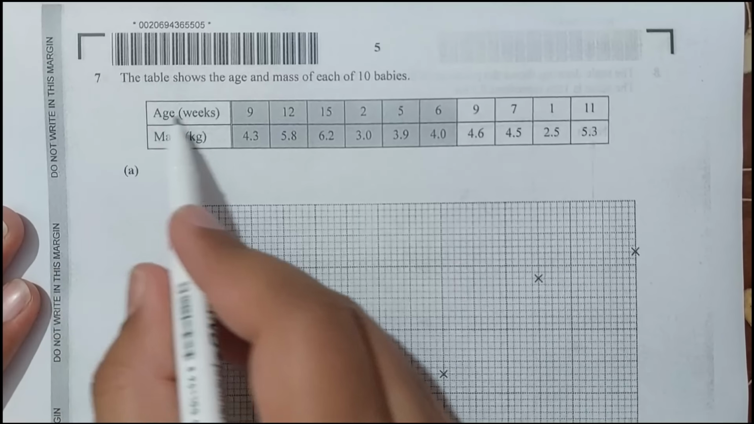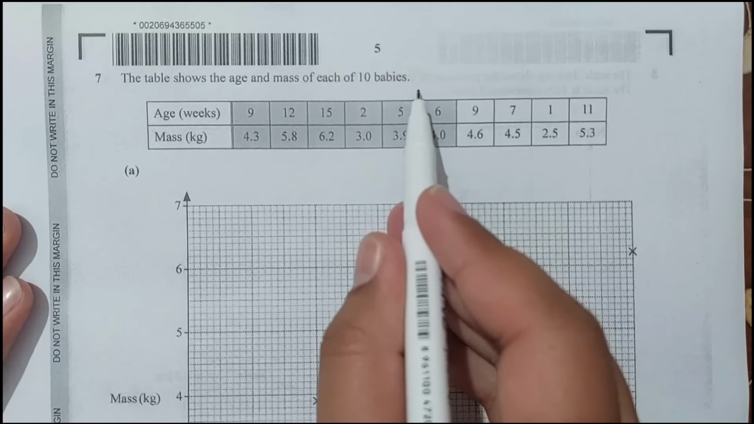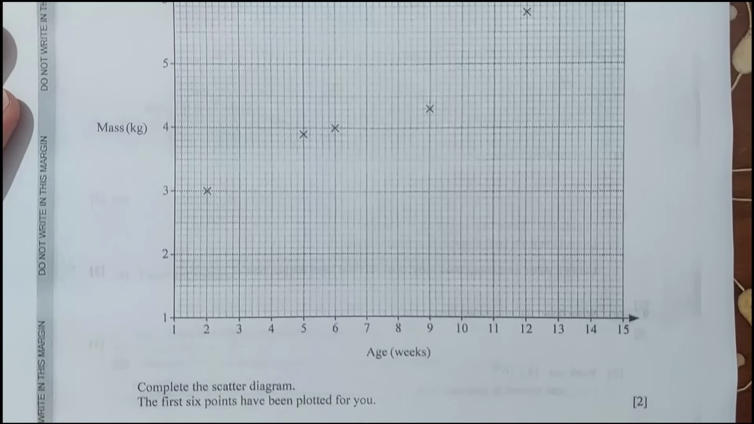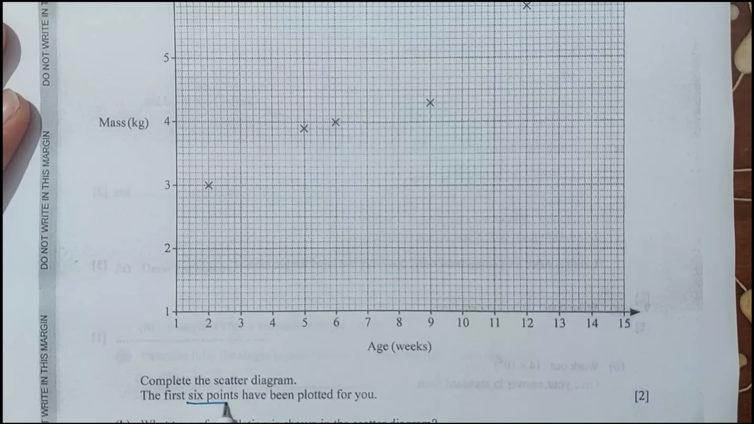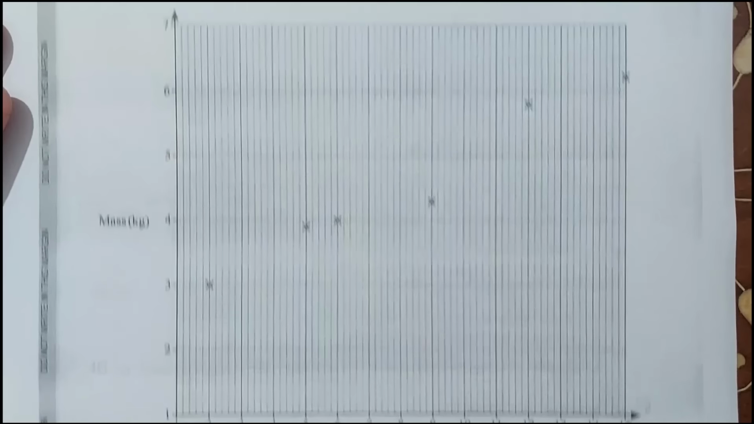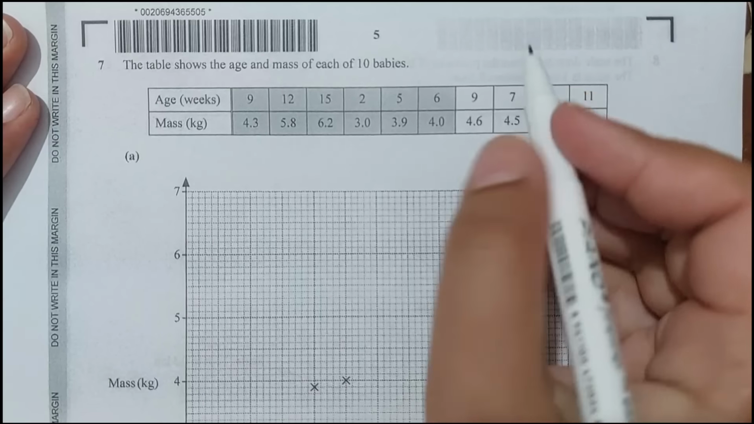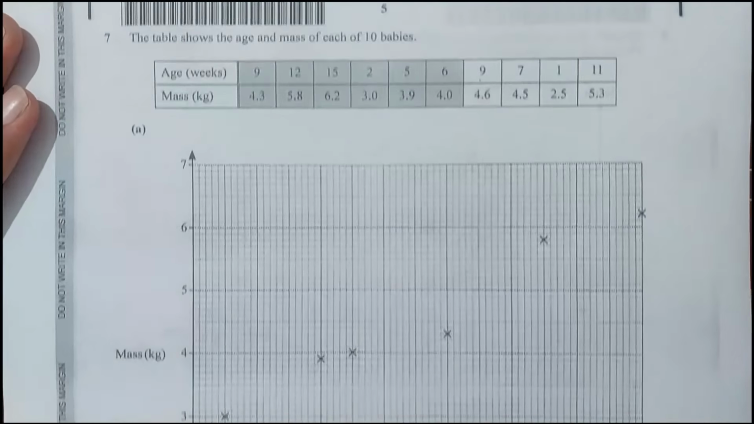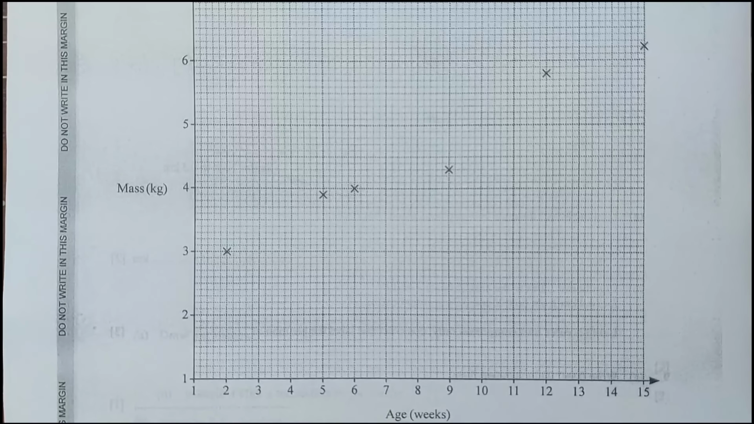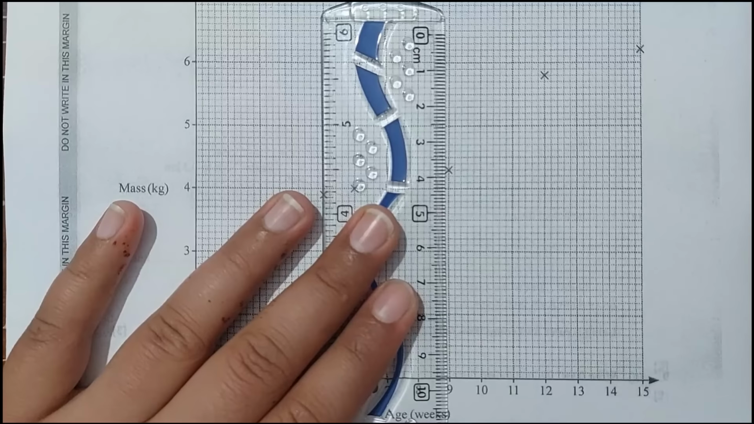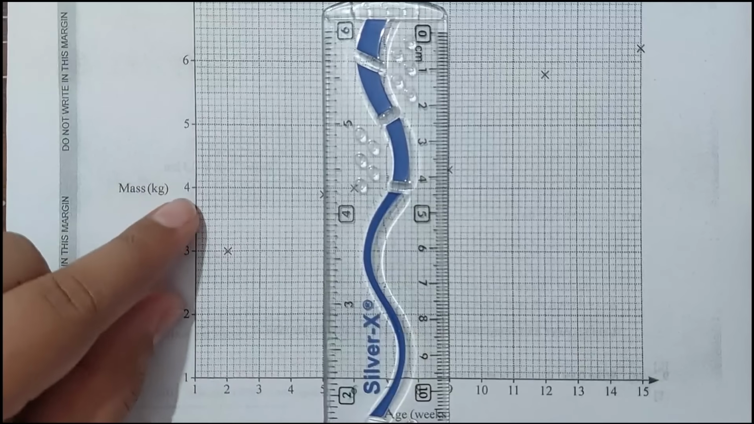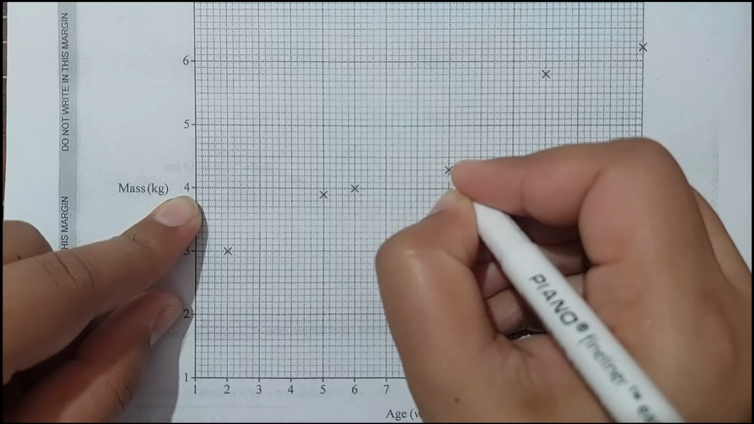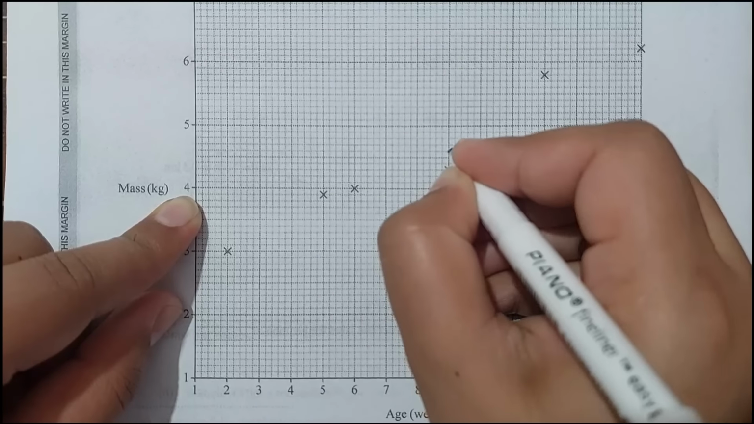Question number 7. The table shows the age and the mass of each of 10 babies. The ages and the masses. Okay. Now for part A, complete the scatter diagram. The first 6 points have been plotted for you. Okay. So when the age is 9 weeks, the mass is 4.6 kilograms. Right. Where is 9 weeks? This is age in weeks. This is 9 weeks, right? And this is 4. We have to measure 4.6. This is 4.1, 4.2, 4.3, 4.4, 4.5, and 4.6.